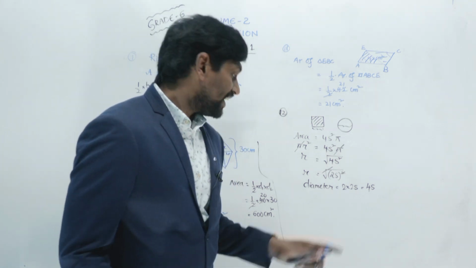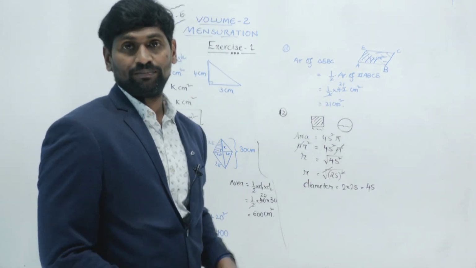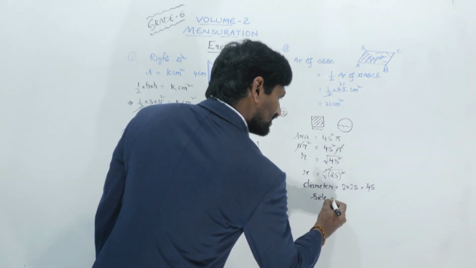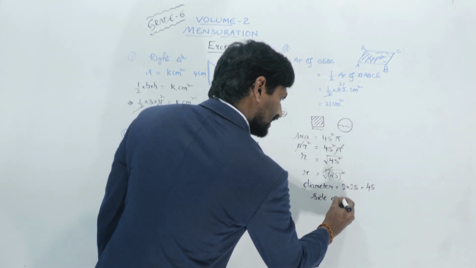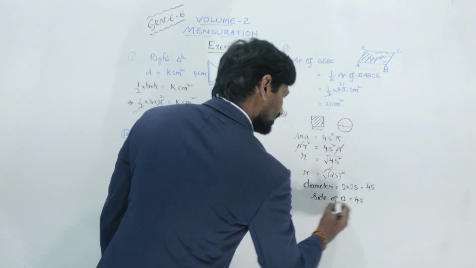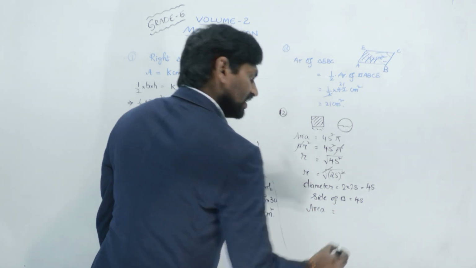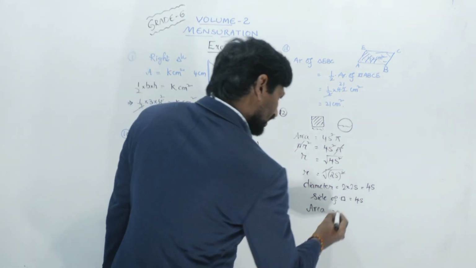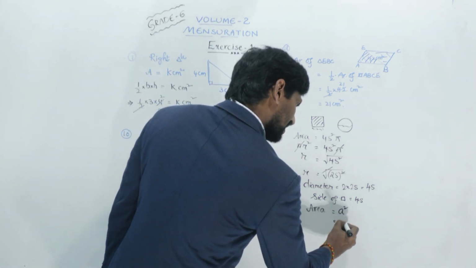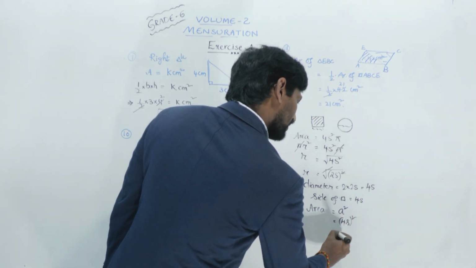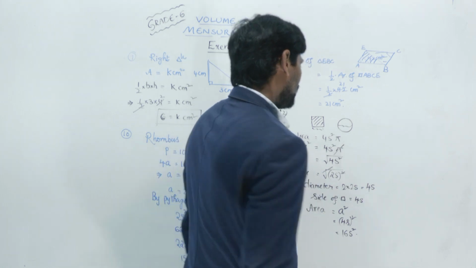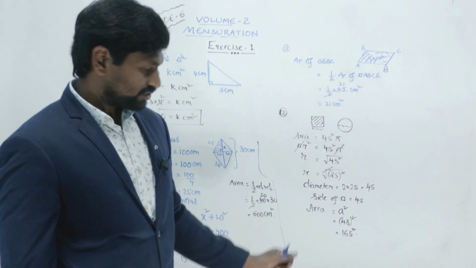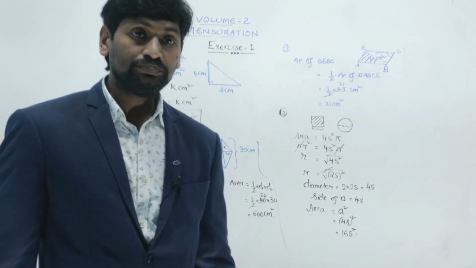But the question says the diameter and the side of the square are both the same. So we can write the side of the square as equal to 4s. We need to find the area of the square. The area of a square is equal to a square. The value of a is 4s, and 4s whole square is 16s square. Therefore the area of the square is 16s square. Please note it. We will go to the next problem.